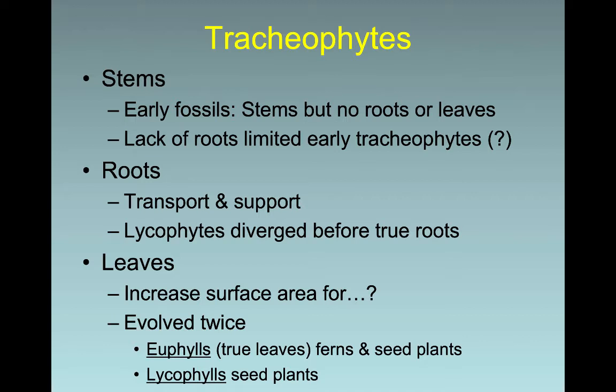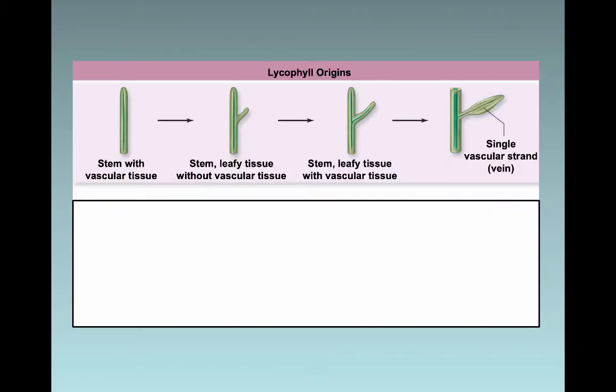Lycophylls are the leaves, or leaf-like structures, that developed in the club mosses, and they're a lot smaller. Really, they only have one vein per leaf, so they're actually very, very tiny, single-veined leaves. So the development of lycophylls probably looks something like this.